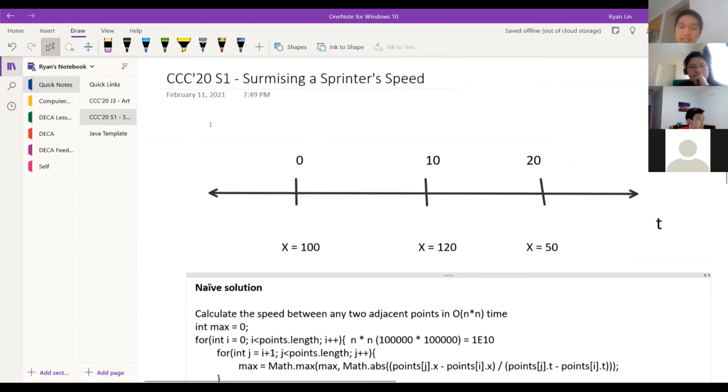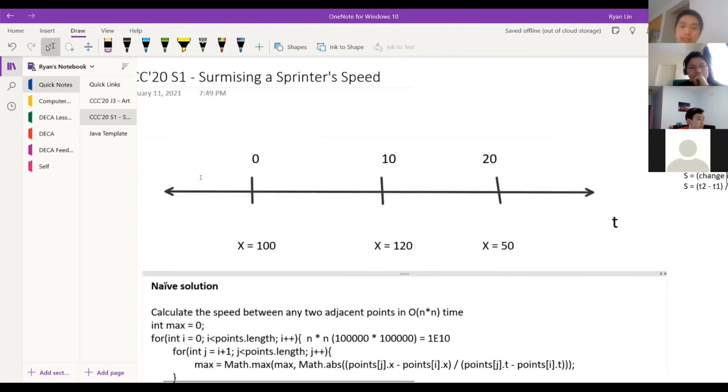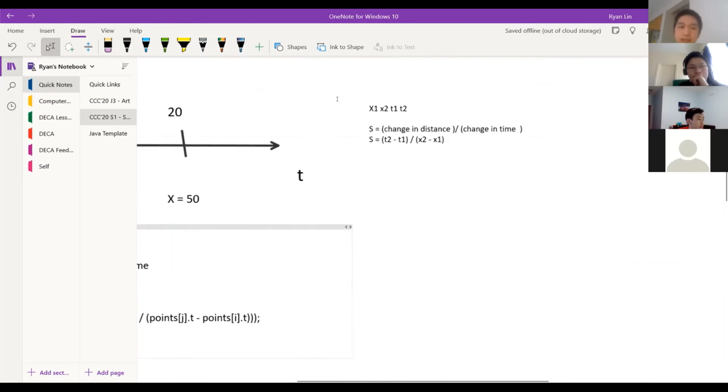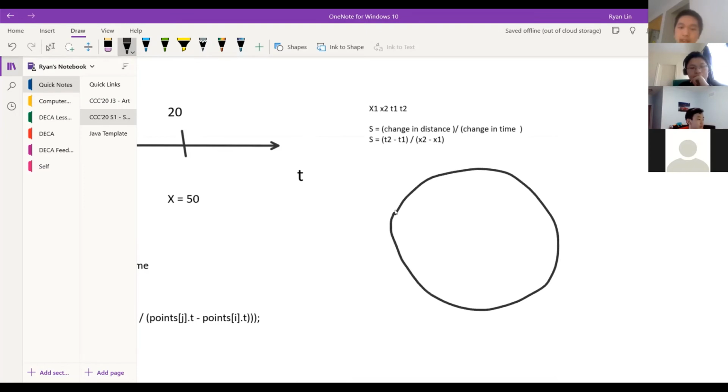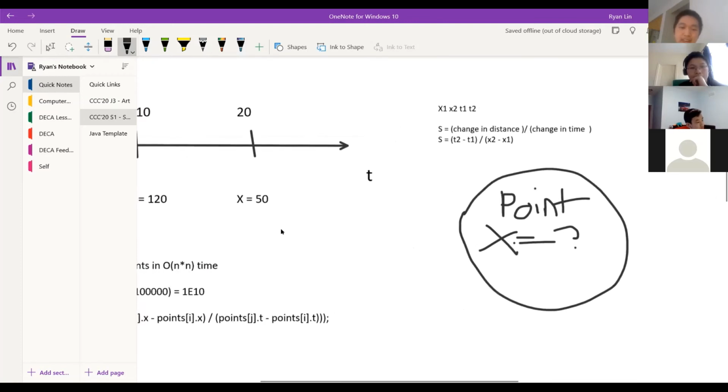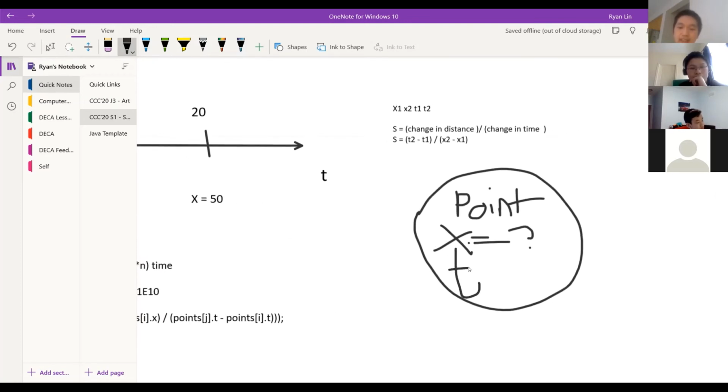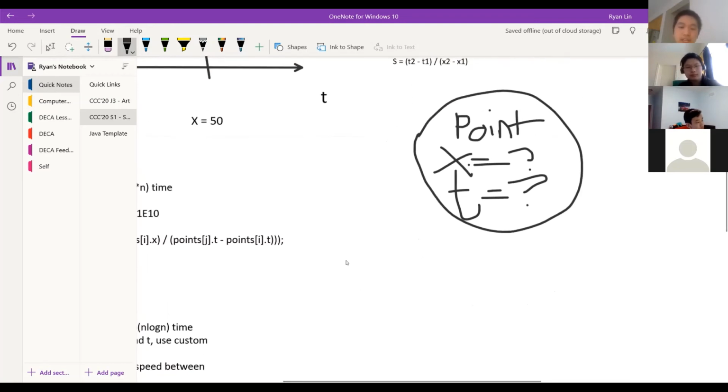Well, let's take a look at the efficient solution, right? I sort my points by increasing time. So I have an object, this is called a point. Excuse my drawing skills. And what is a point? Well, a point has a position, it has a position equals something, and it has a time, right? So this is an observation, basically. So a point has a position and a time.